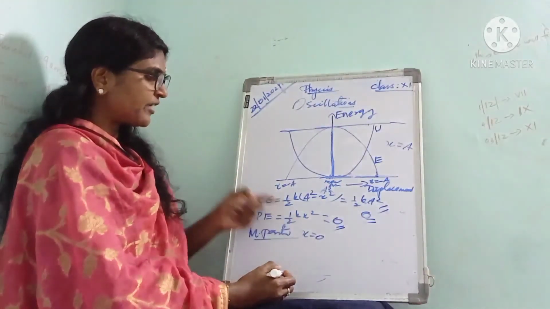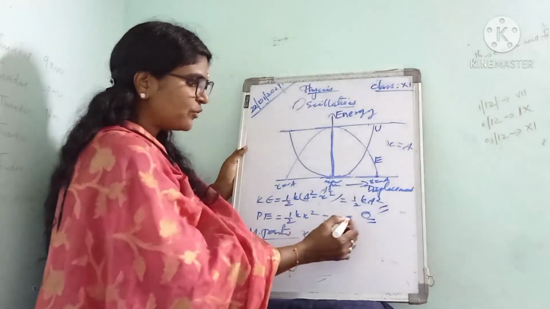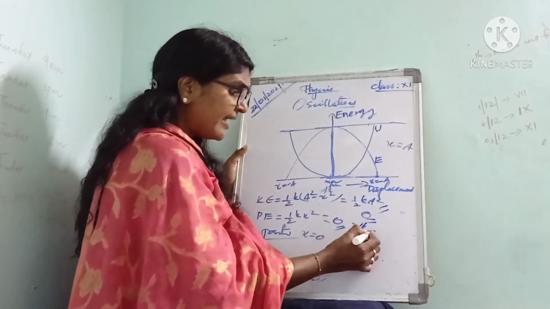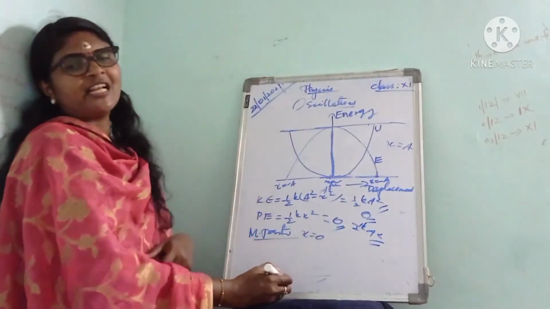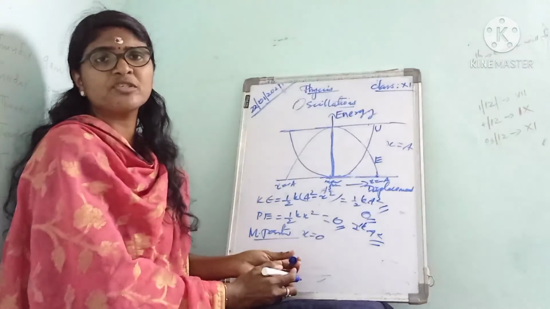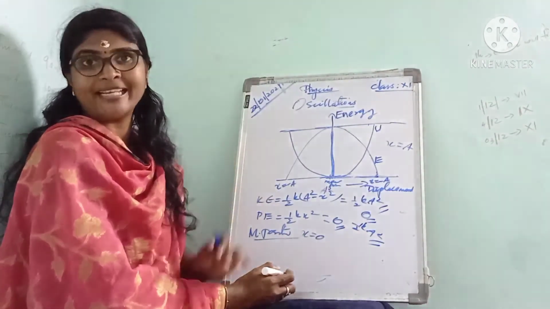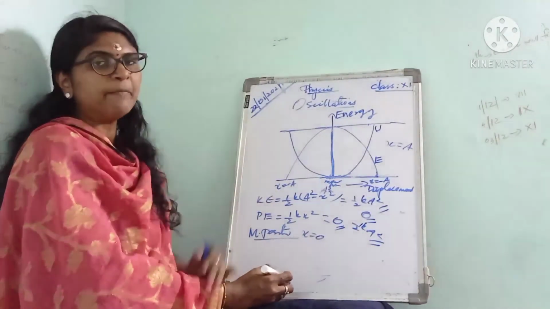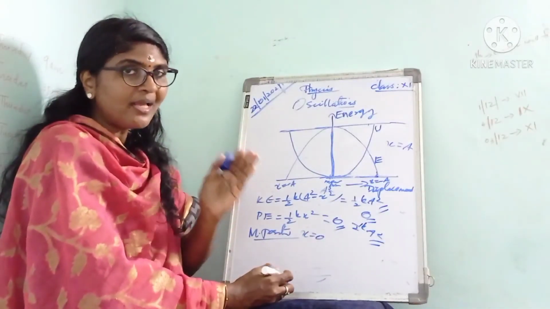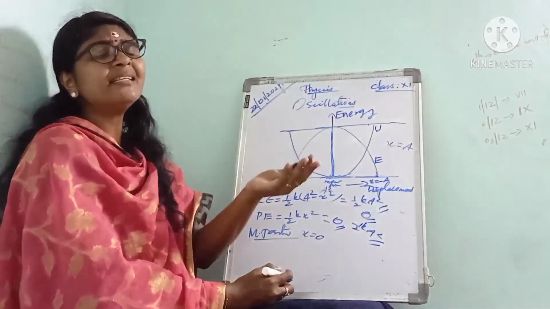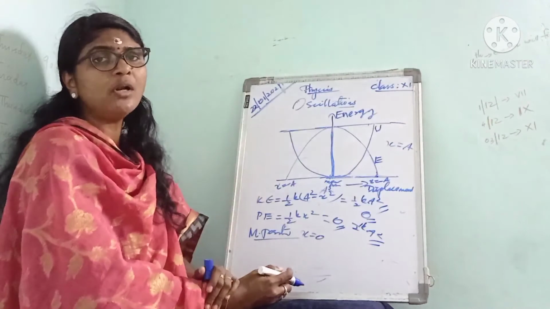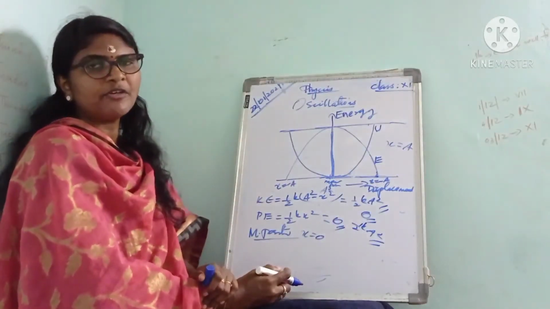Then what about the potential energy? Instead of x, we substitute A. Then half k a square is the potential energy. So at the extreme position, the energy is all potential. At the mean position, the energy is all kinetic, and at the extreme position, the energy is all potential. All of you got it?